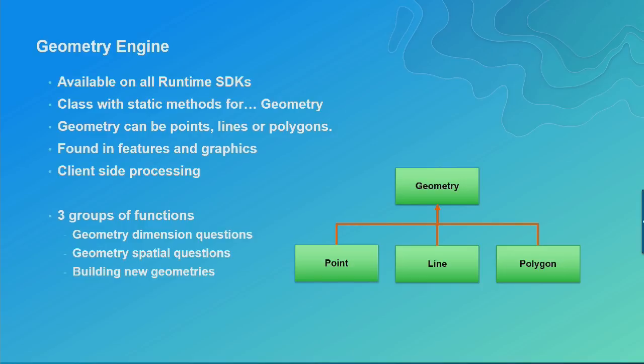So to try to break this down, I've broken it down into three main groups of functionality, which I'll explain. The first of which is around geometry dimension questions, and then we can look at the geometry spatial questions, and then there are a group of methods in there that enable us to build up new geometries.